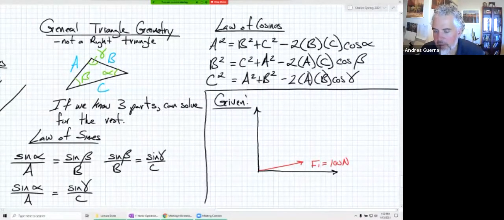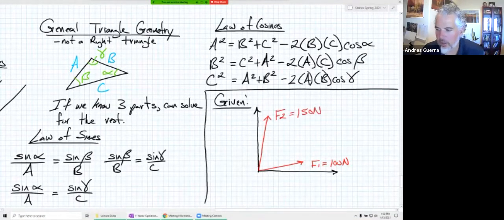And remember, the length of the arrow is representative of the magnitude. And then we had another one up here, and I'm going to draw it a little bit longer, because that was 150 Newtons, and that's what they called F2.